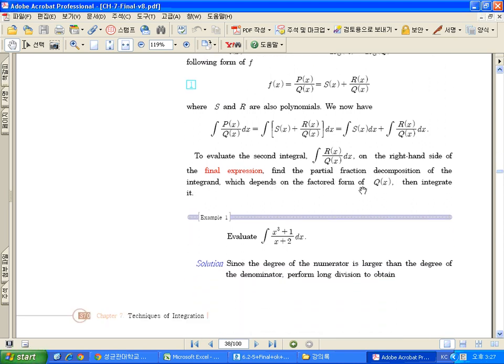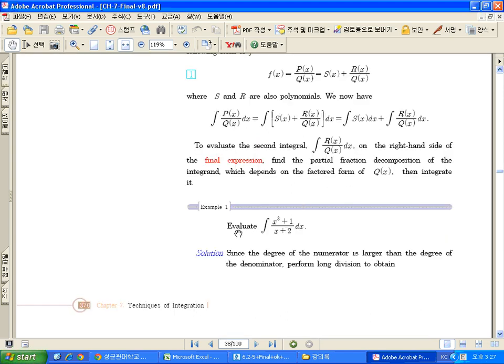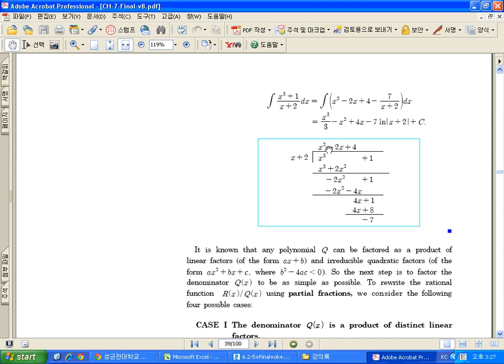For example, if we have to evaluate x cubed plus 1 over x plus 2 with respect to x, then we divide the numerator by the denominator. Then this x cubed plus 1 can be written as x squared minus 2x plus 4 minus 7 over x plus 2, like this.